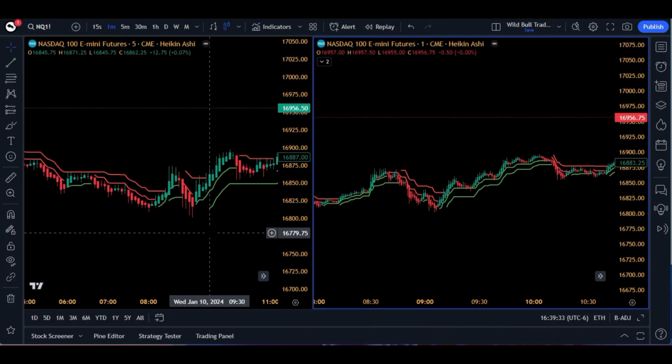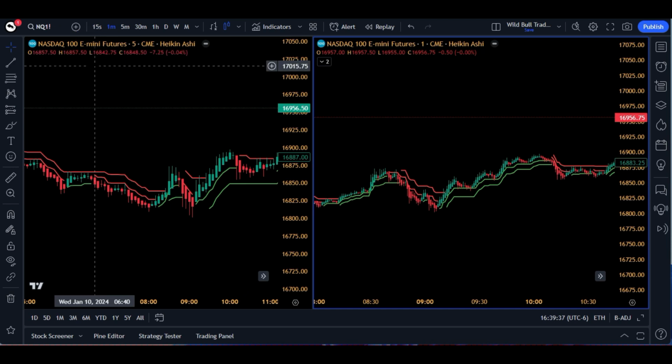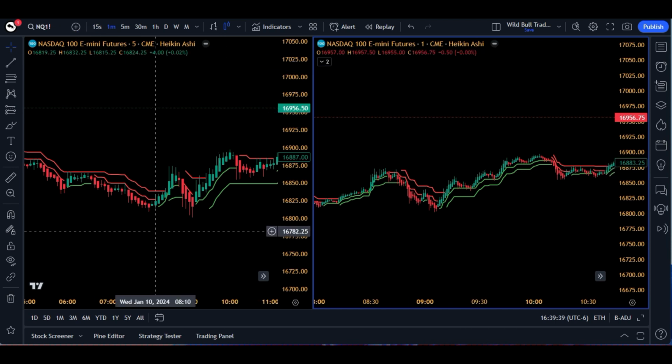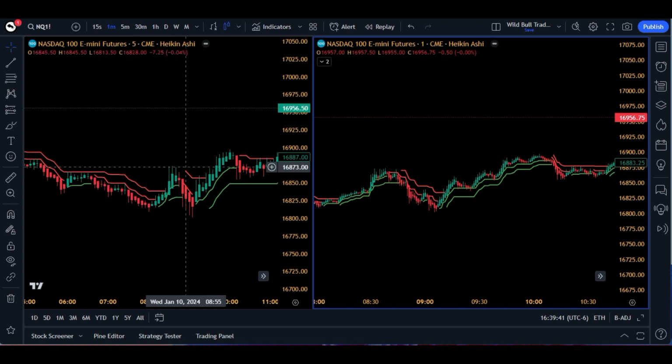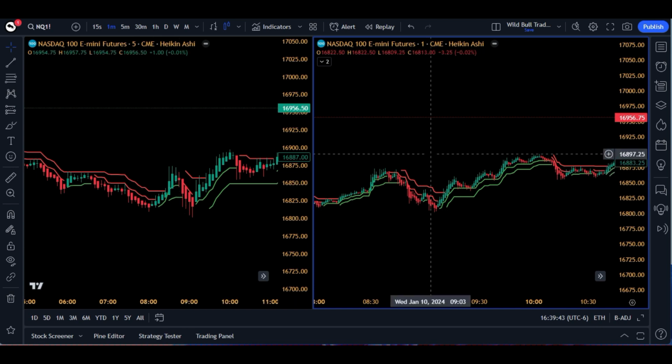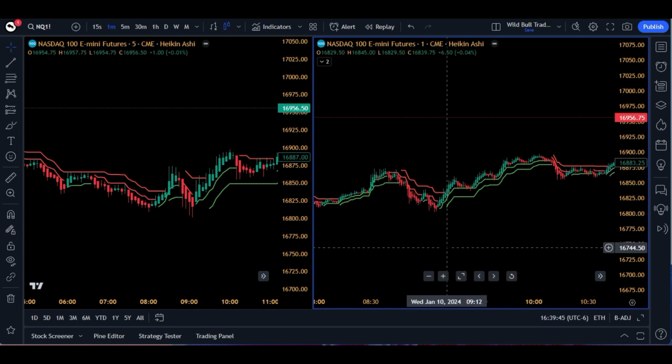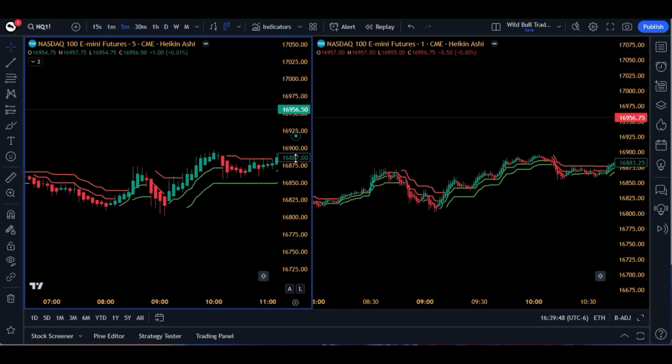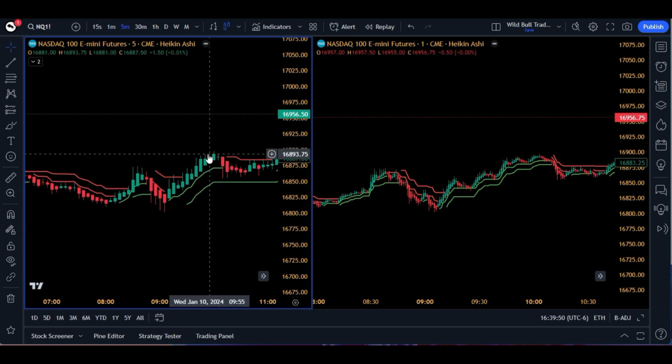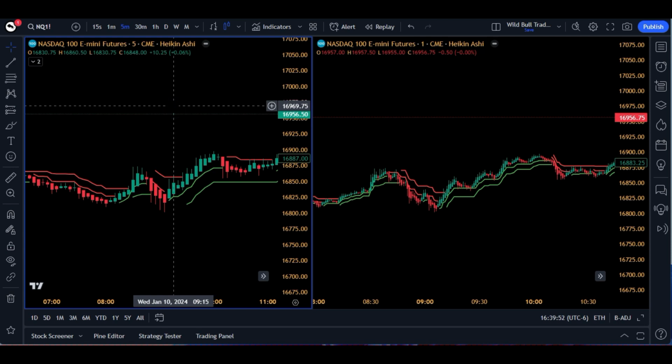Let's get into the chart. I'm showing Nasdaq futures E-mini. There are two charts in this view, a 5-minute chart on the left side and the 1-minute chart on the right side. Okay, so the market is very nice today for a long side trader.